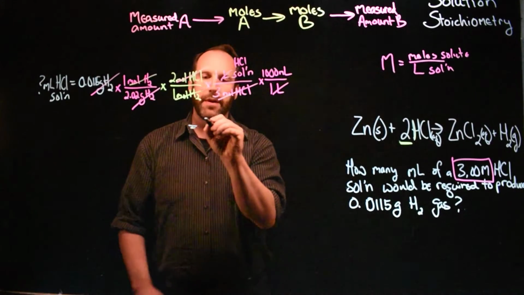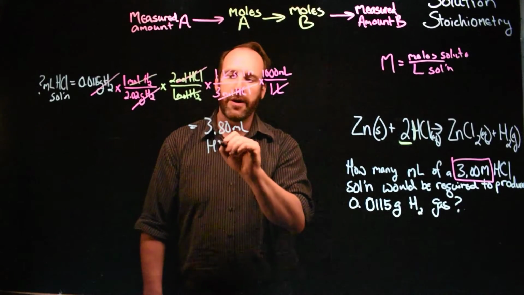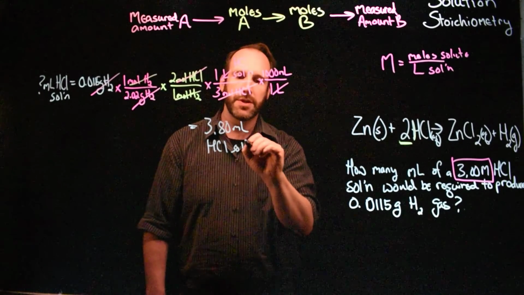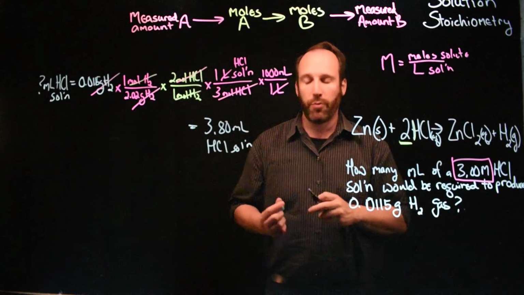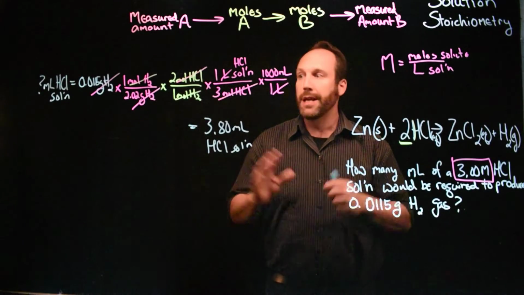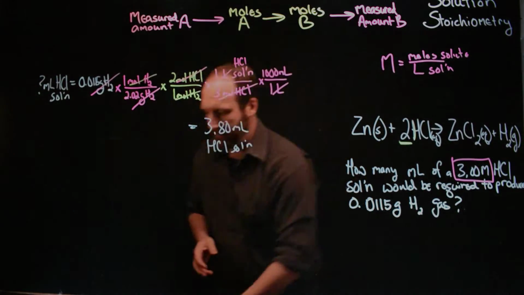3.80 milliliters of our HCl solution. All right. Okay, so that's number 2 on the worksheet. Let me erase the board, and then we'll start again on number 3.